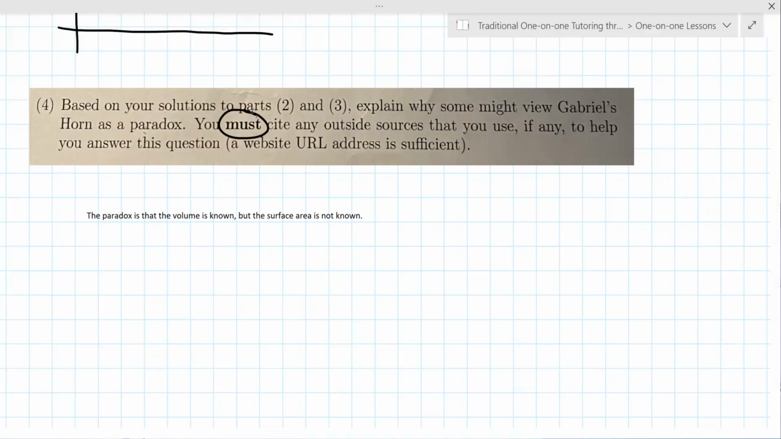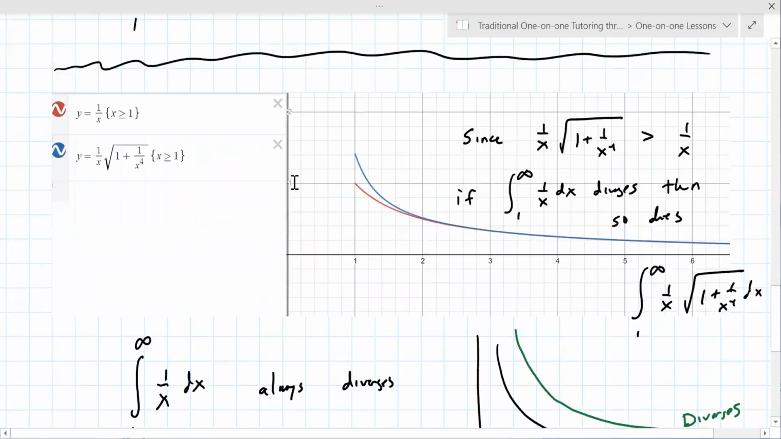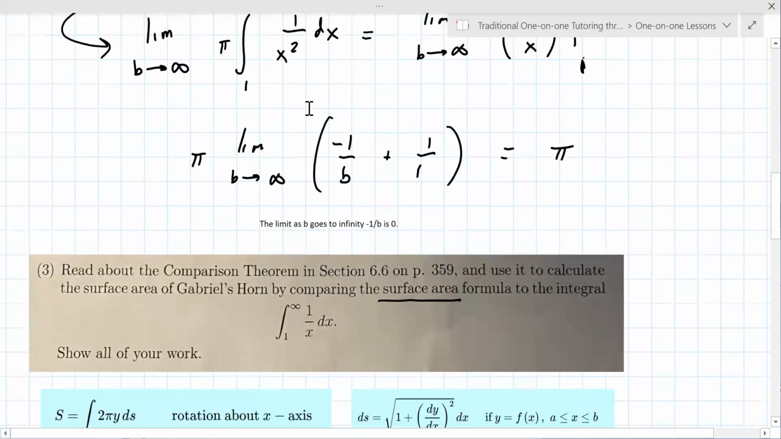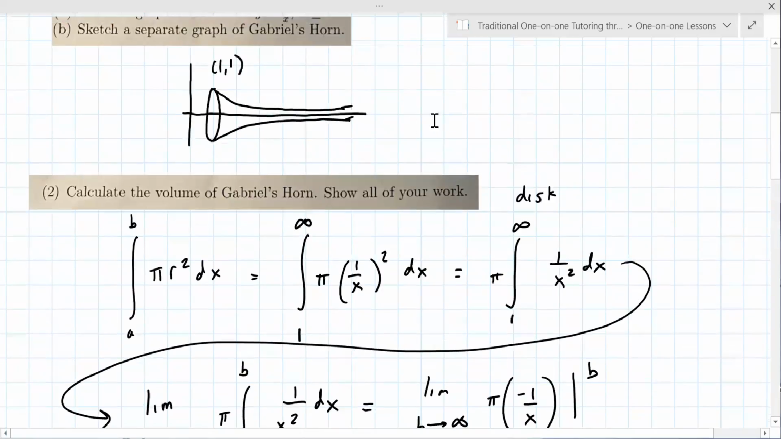Maybe it bothers you, like it bothers me. I'm looking at a cup here, a water bottle. I can tell you much about it. I can tell you its surface area. I can look at it. But for some reason, with this one you can't, because it goes on forever, because the horn actually goes on forever.